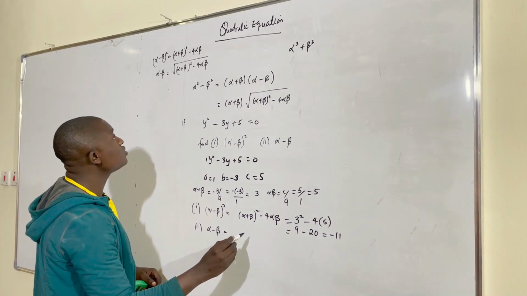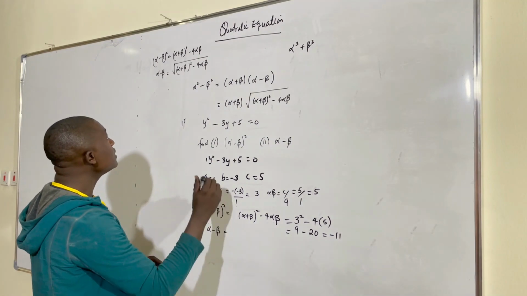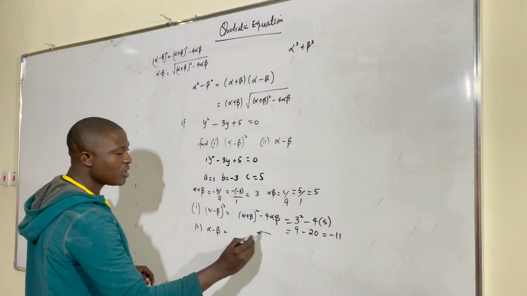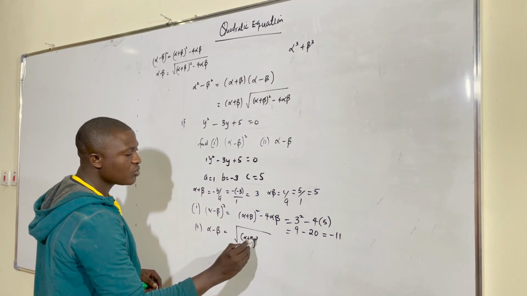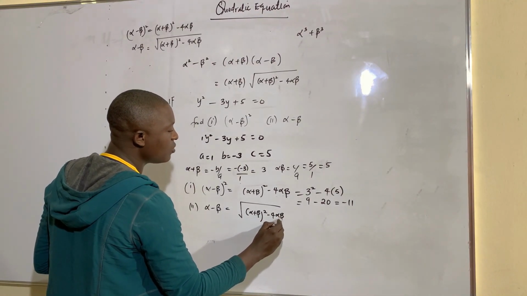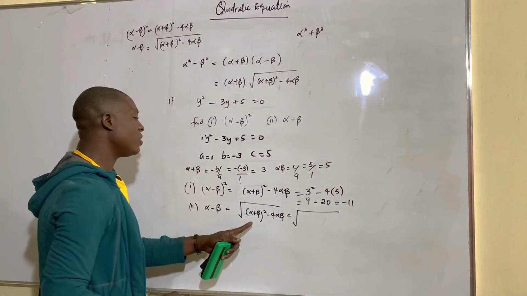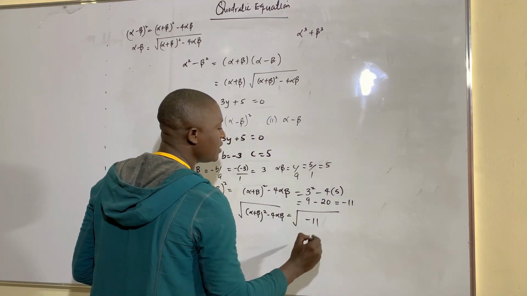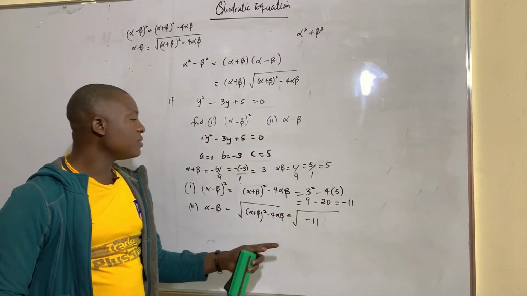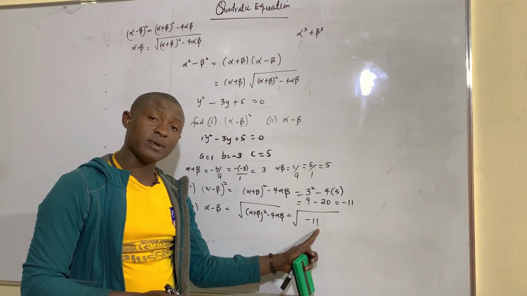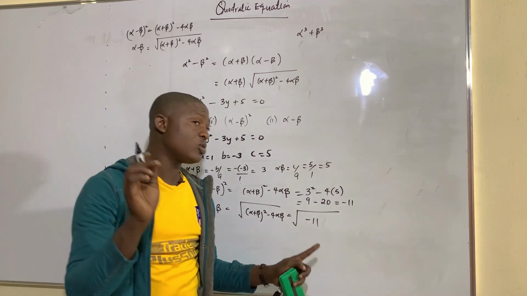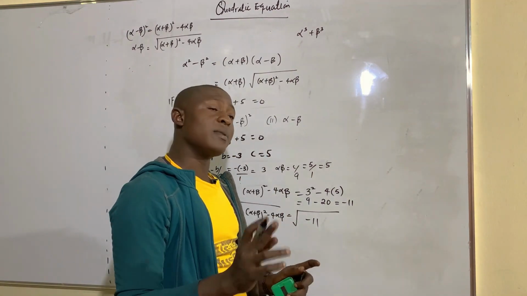We have that one to be alpha minus beta, that is square root of alpha plus beta all square minus 4 alpha beta. And we have gotten this, that when we find it, we have square root of minus 11. You see, maybe when you are solving the problem, let's say you didn't see a result like minus 11. Recall the complex number.